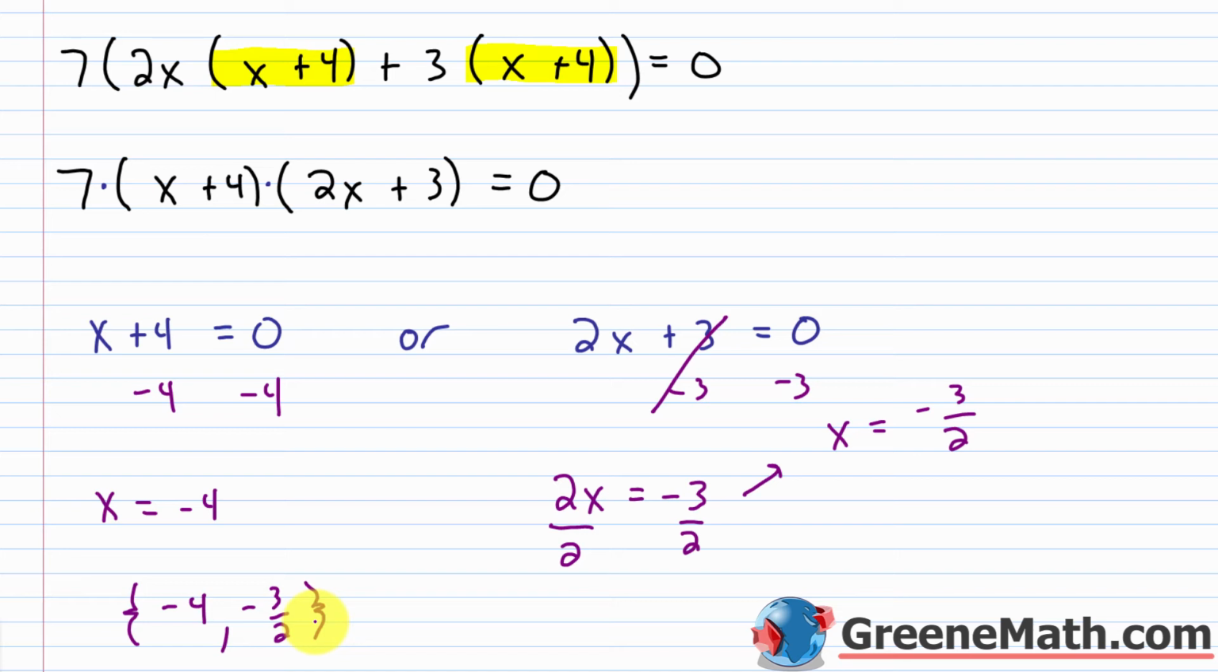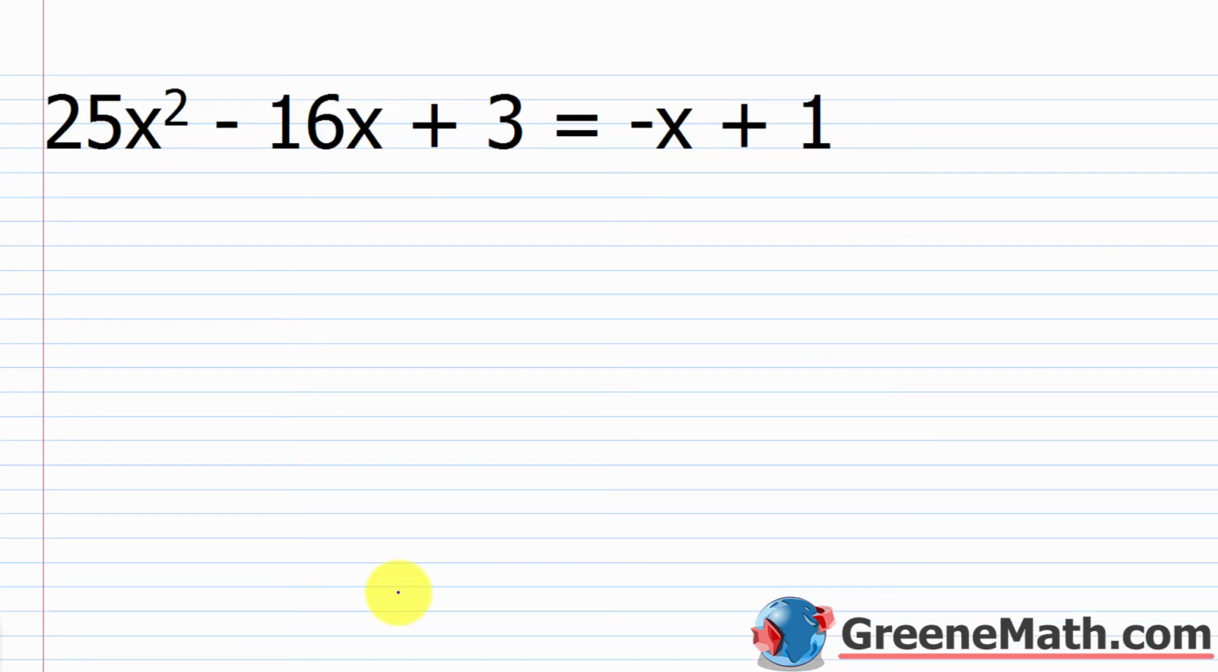But all you would need to do is just plug in a negative 4 for every x in the original equation. You'll verify that the left and the right side are equal. Then you'll plug in a negative 3 halves for each x in the original equation. And again, you'll verify that the left and the right side are equal. All right, let's take a look at another one.